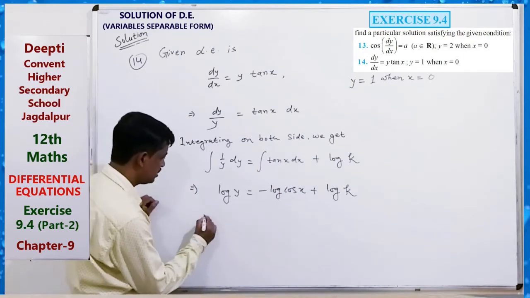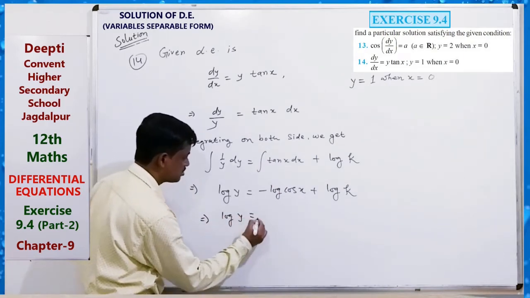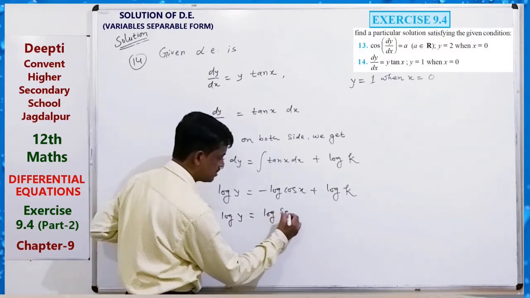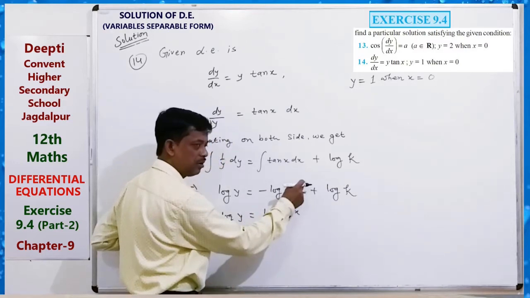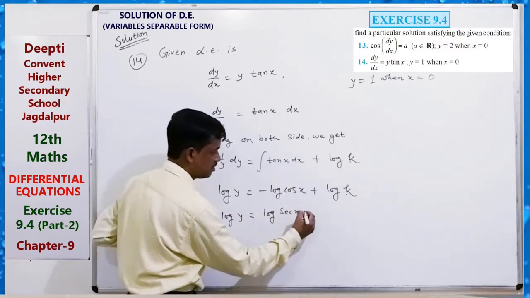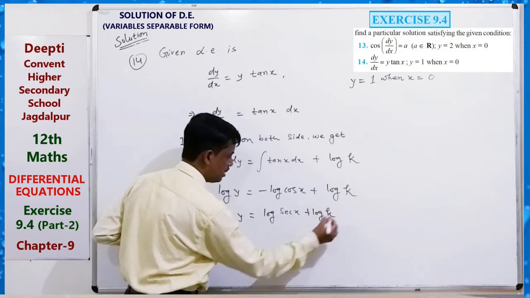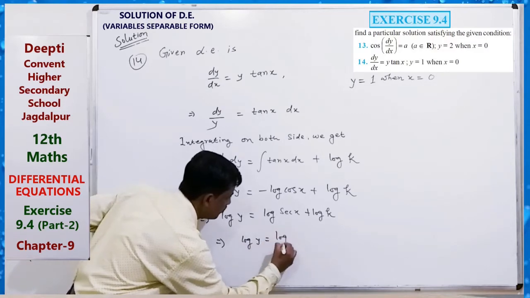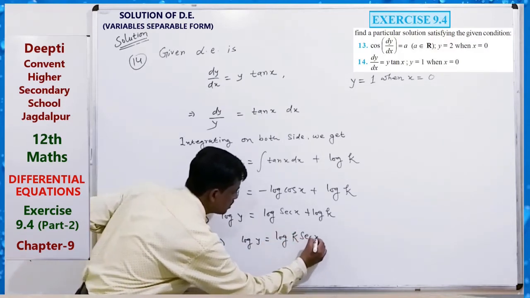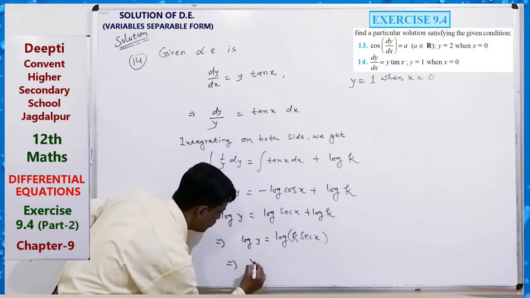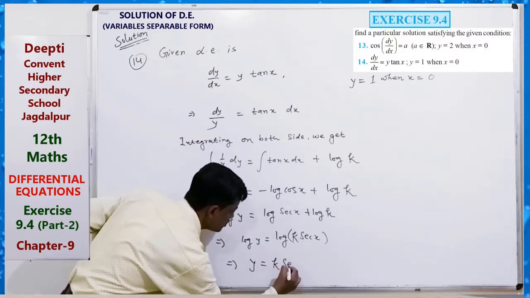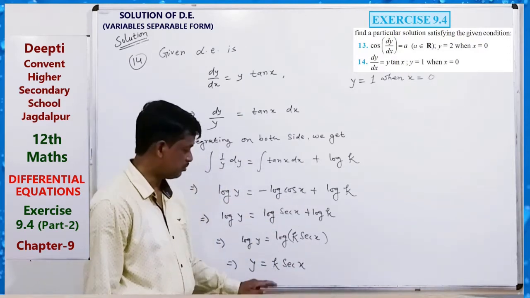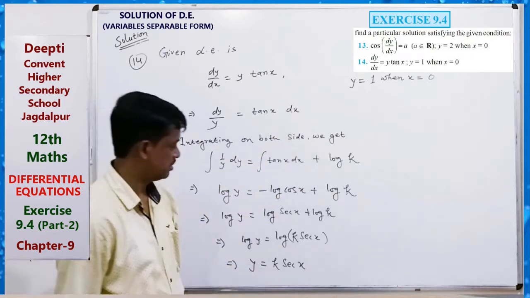So we can write like this: log of y equals log of sec x plus log k. So we can write log of y equals log of k into sec x, which implies y equals k sec x. This is our general solution with constant k. Now we have to find the value of this constant by using the condition.